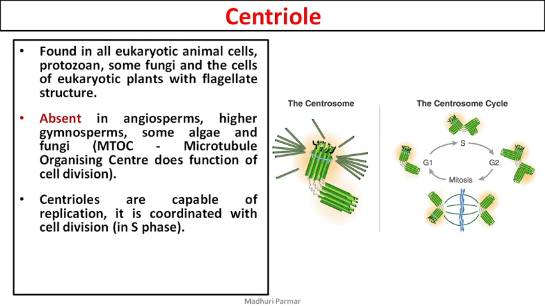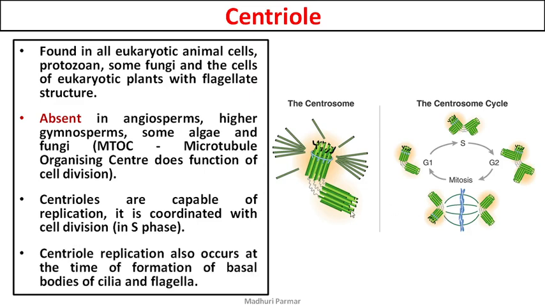In S phase, the synthesis phase, the centrosome or the centrioles will duplicate. See, here it is happening. From one centrosome with two centrioles, you will now have two, and they will keep on separating throughout the cell cycle. Centriole replication also occurs at the time of formation of basal bodies of cilia and flagella. So when the cell has to develop cilia and flagella, the basal bodies also undergo replication.